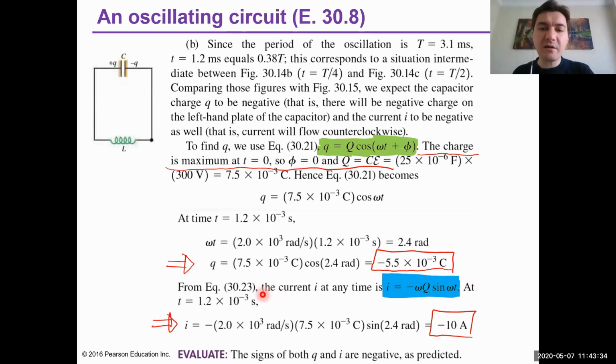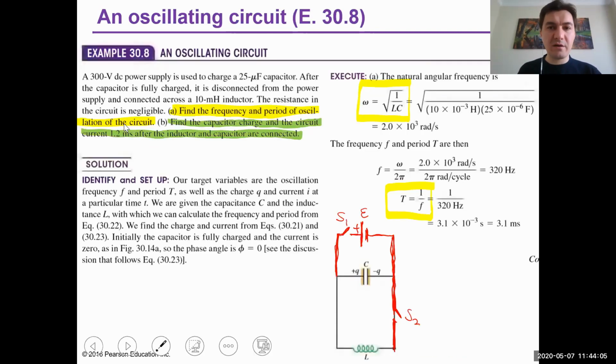And what about the current? Current is given by that expression, okay? Minus omega Q times sine omega t plus phi, but we have seen that phi is 0, then you can skip it here. So just put everything into the current here, then you can calculate current is equal to minus 10 amp after 1.2 millisecond when they are connected to each other. Do we have any question here in that problem?